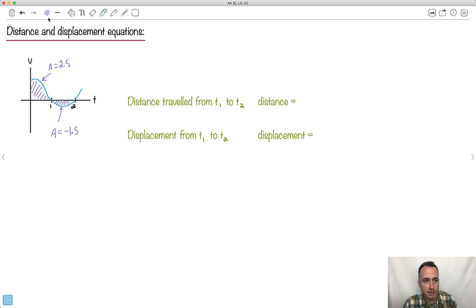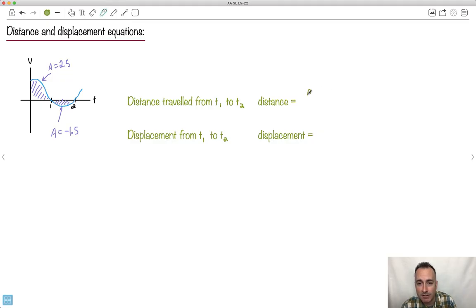Let's look at what happens here. We have an equation for the distance traveled from T1 to T2. In other words, from here to here. Distance is we just take the areas, but we take the absolute value. This is actually in your formula booklet, which is nice, so you don't have to memorize this. It just goes like this.